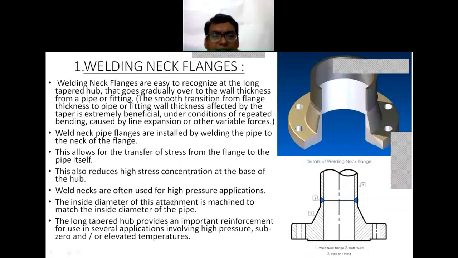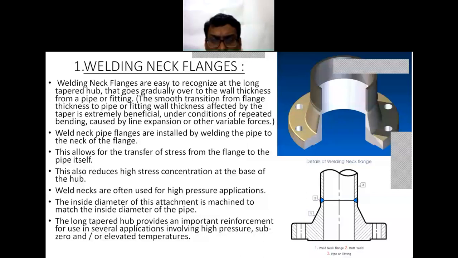These welded necks are often used for high pressure applications. The inside diameter of this attachment is machined to match the inside diameter of the pipe. Then the long tapered hub provides an important reinforcement. This serves the purpose of reinforcement for use in several applications involving high pressure, sub-zero temperature or elevated temperature. So the additional thickness which is provided allows it to operate at a high pressure and high temperature.